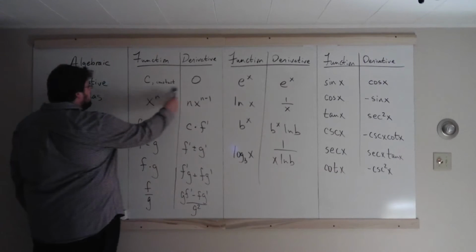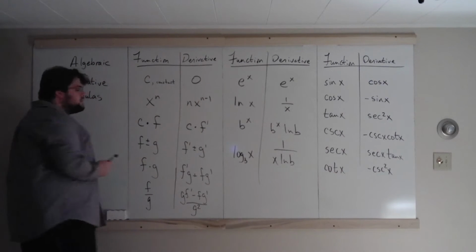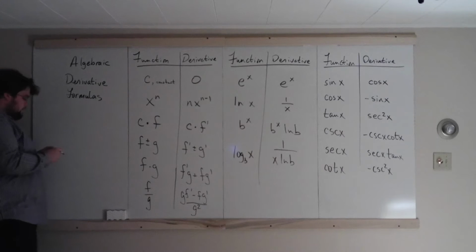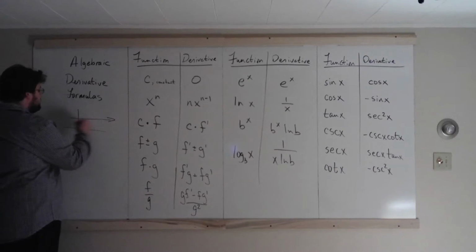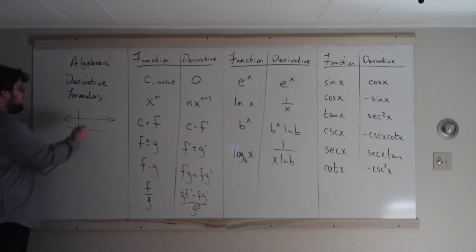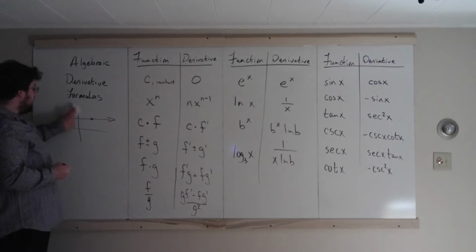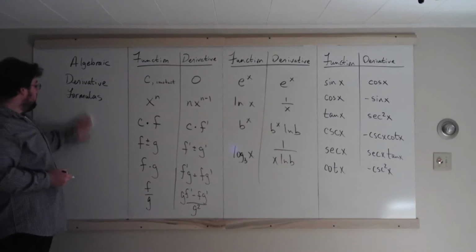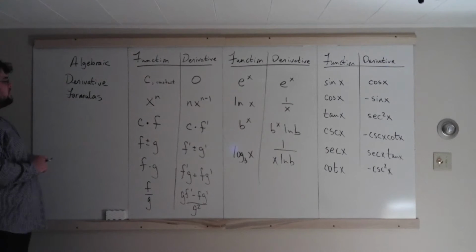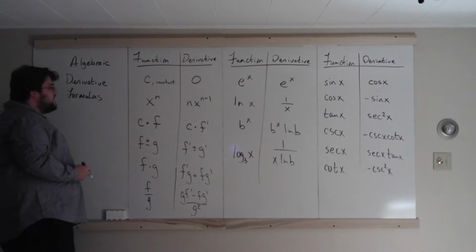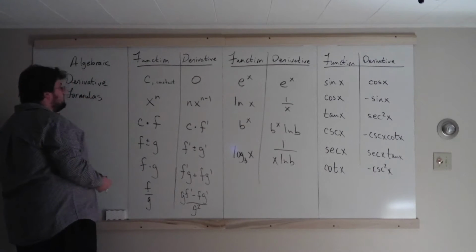So first, the constant function. The derivative of a constant function is 0. We're not going to prove that, but you can see if you just take a constant function, a horizontal line, the slope of the tangent lines is 0 at any point. You could also use the definition of the derivative to conclude that. The derivative of any constant is 0.